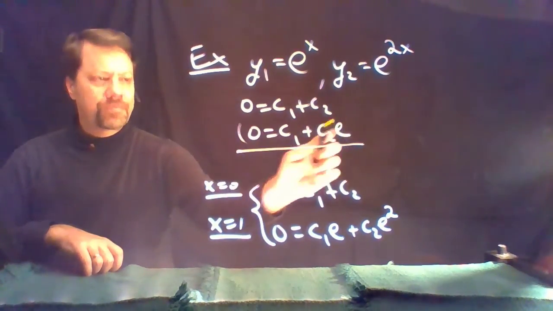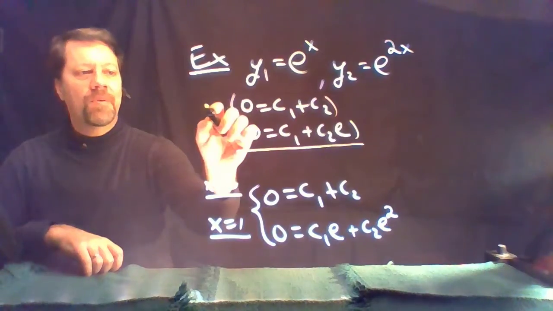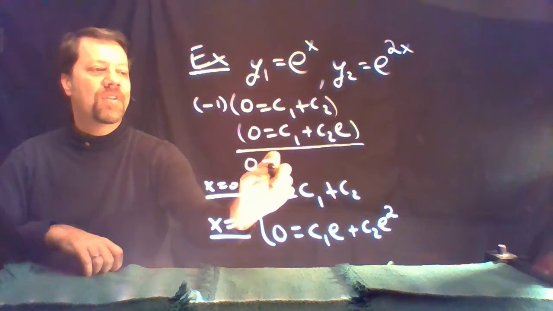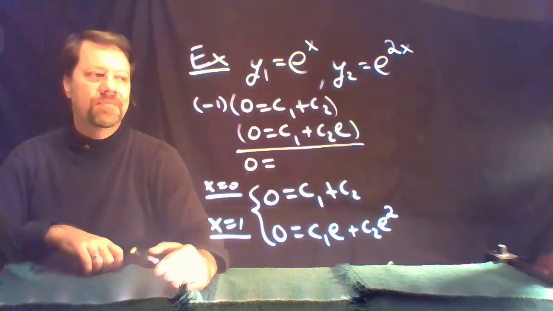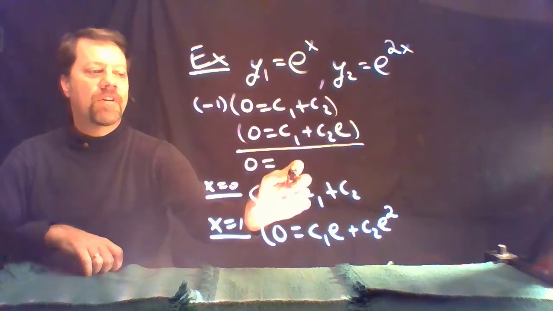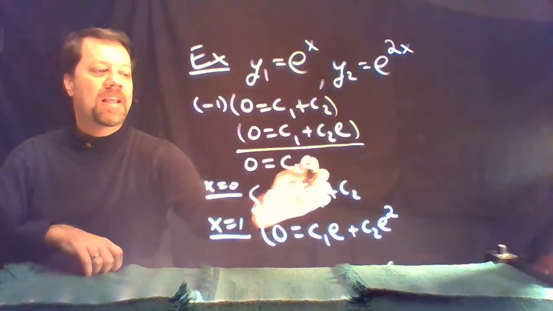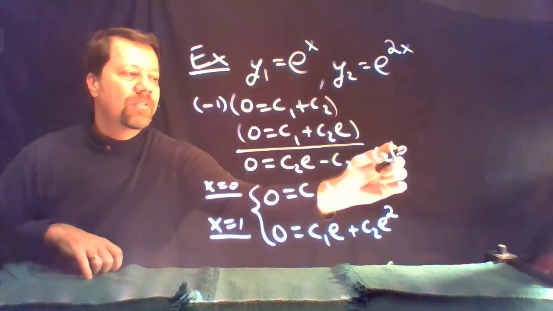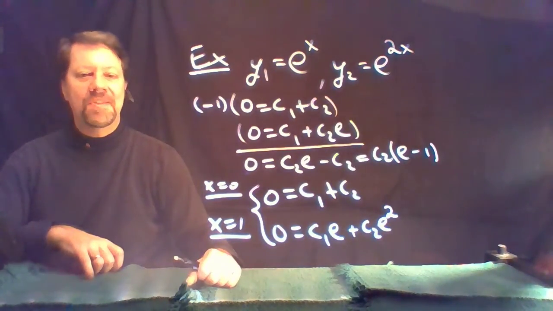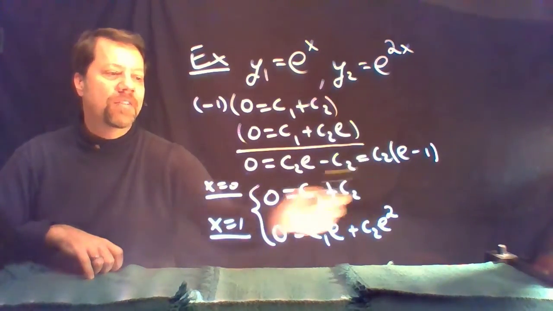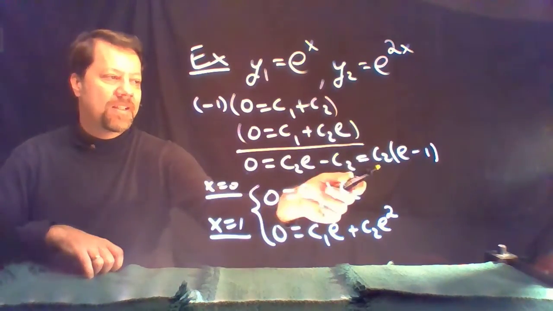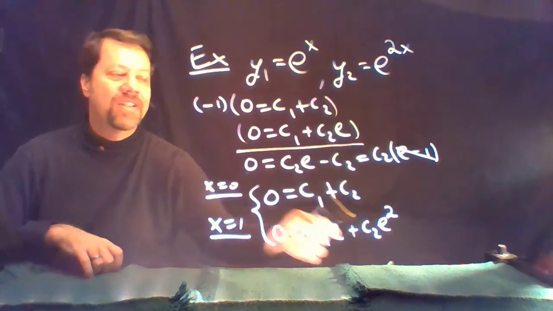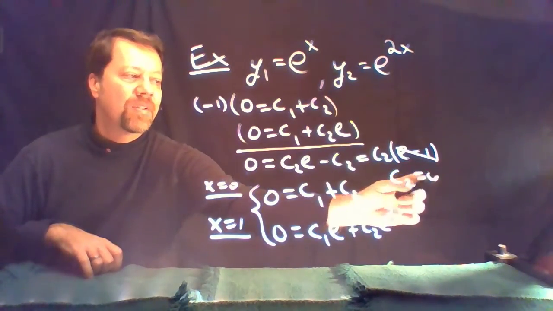If we now multiply the top equation by -1 and the bottom equation by 1 and add, we'll have 0 equals, the C1s will cancel, and we'll have two terms involving C2. We'll have C2e minus C2. We can factor the C2 out and apply the zero product theorem. The only way the product of two factors can equal 0 is if either the first factor is 0 or if the second factor is 0. The second factor is not 0, and so we deduce that C2 is 0.